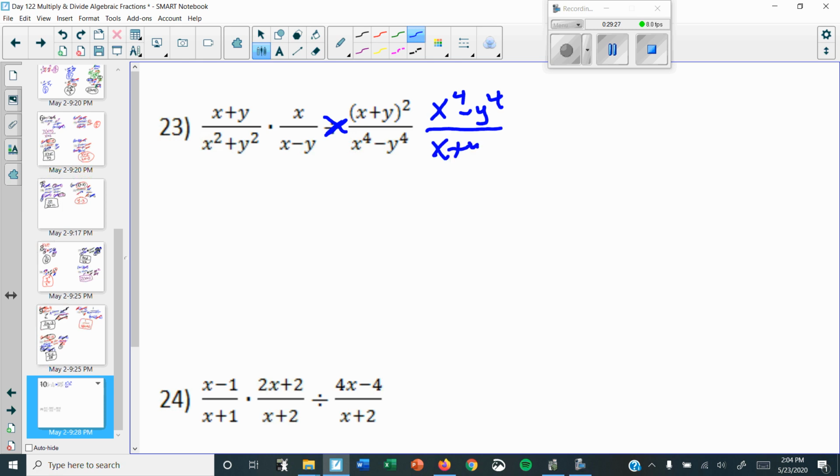X plus y squared. Ew, come on, stylus. You were doing so well today. Come on. There we go. No, come on. All right. And that's on the bottom. So we're good. Cross them off. So, factor if you can.